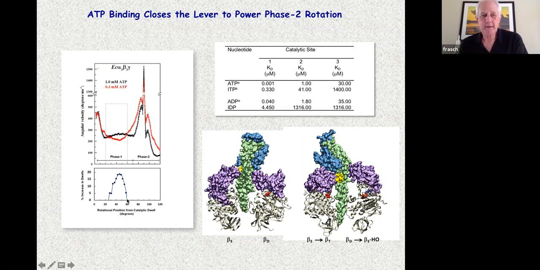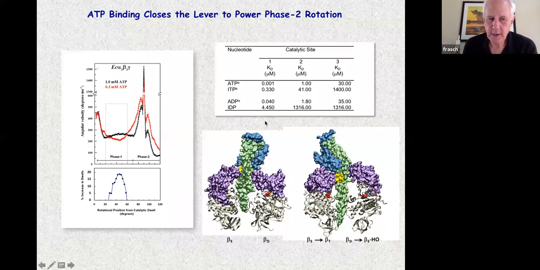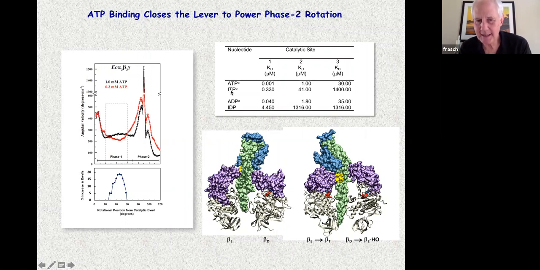Now, there was a battle of ideas at the time of how the motor worked. One line of thought was that in the empty catalytic site, the lever arm is open, and that as the ATP would bind, that would close the lever arm and push against the gamma subunit as it would against the camshaft to rotate it. So we addressed that by comparing the rate that we saw using ATP, the normal substrate, with ITP.